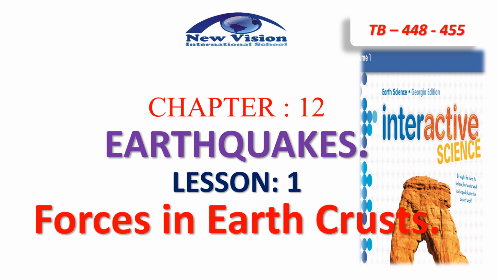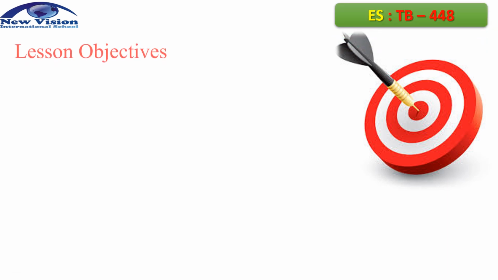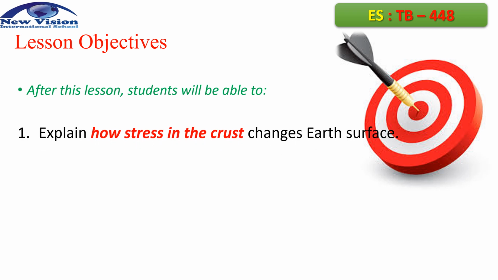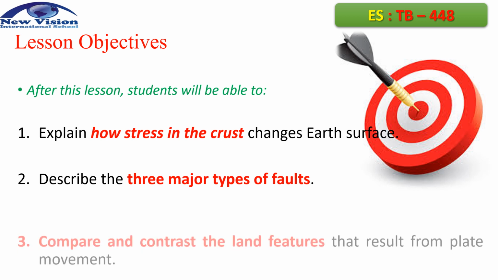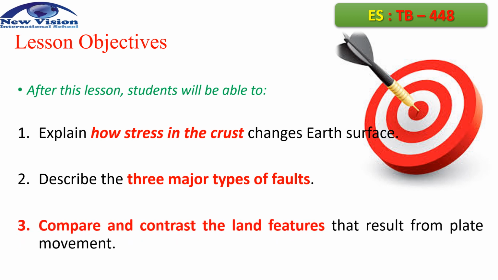Then follow the textbook, page numbers 448 to 455. Chapter 12, Earthquakes, lesson number 1, Forces in Earth's Crust. Our lesson objectives: explain how stress in the crust changes Earth's surface. The second objective: describe three major types of faults. Compare and contrast the land features that result from plate movement.